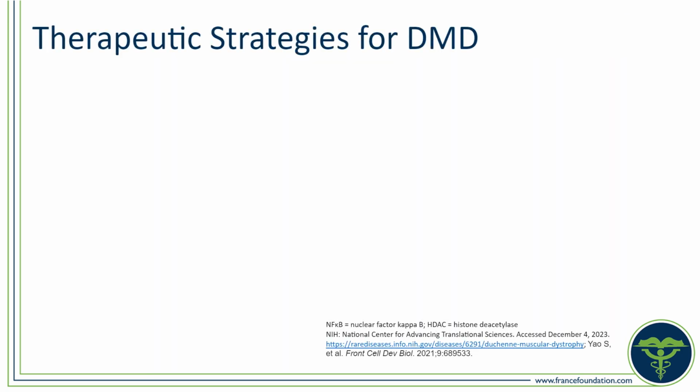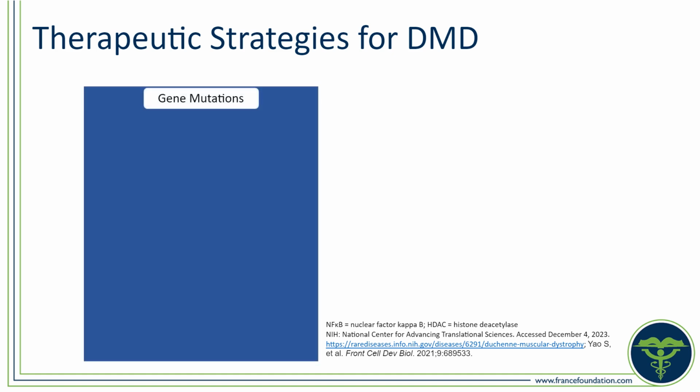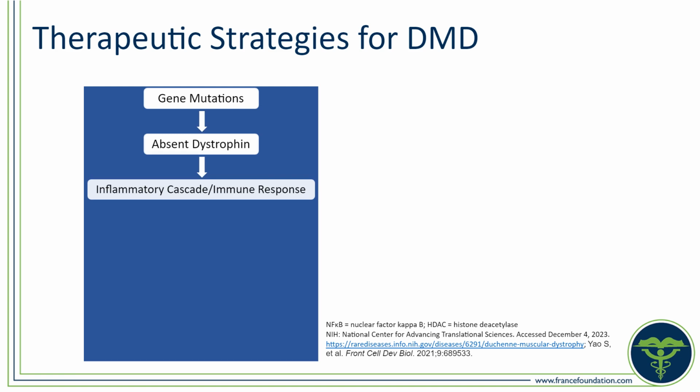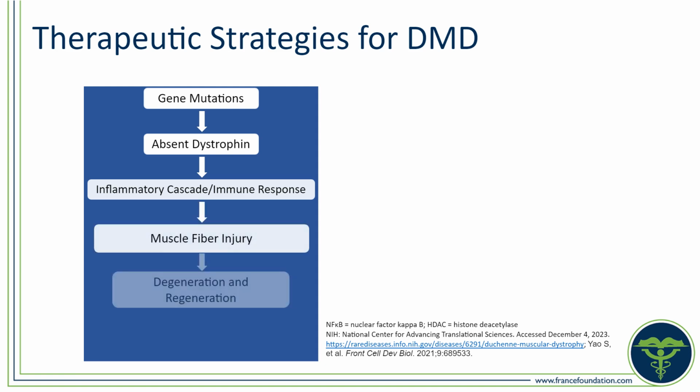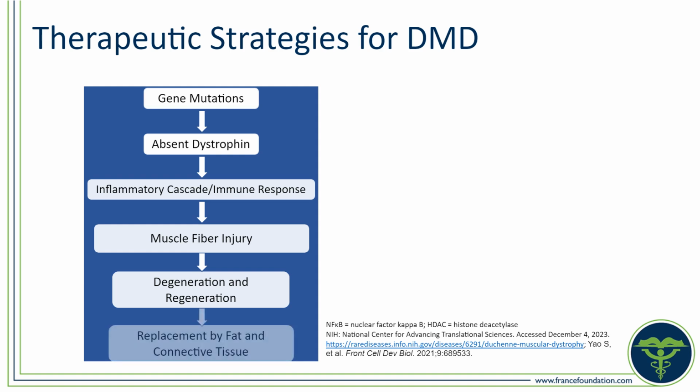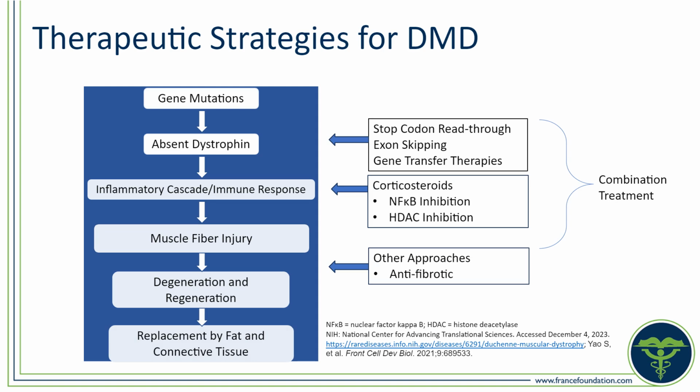As far as therapeutic strategies to try to alleviate this progression within Duchenne, first on the left, we see that the gene mutations, as we've talked about, lead to an absent dystrophin in DMD muscle tissue. This leads to an inflammatory cascade and immune response, again, resulting in this muscle fiber injury we just discussed, muscle fiber degeneration and regeneration, and eventually, as this process exhausts itself, to replacement by fat and connective tissue within the muscle.